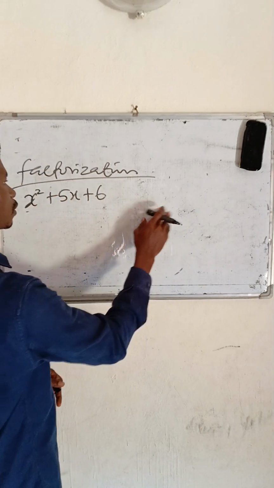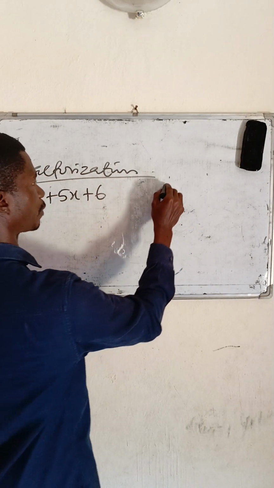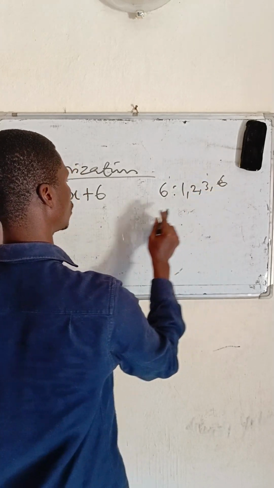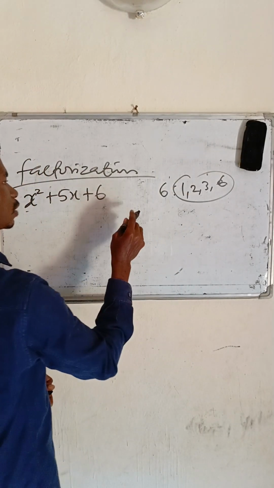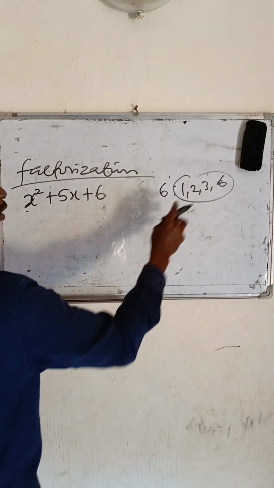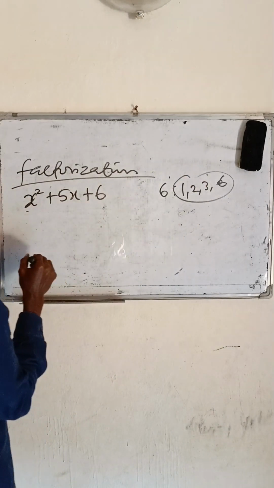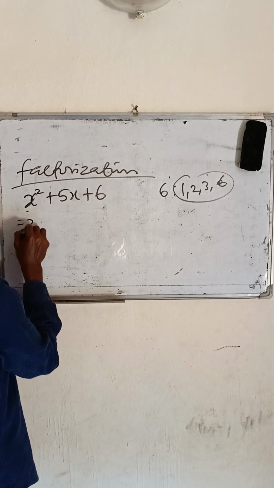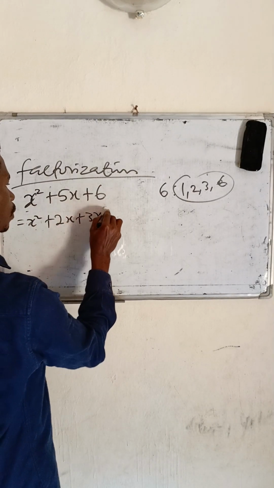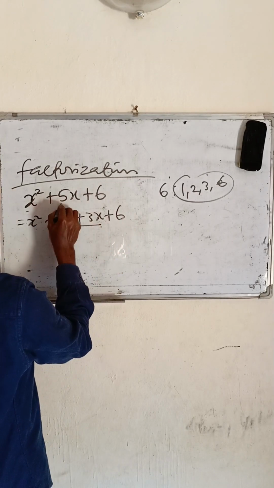So that particular number should be among the factors of this. What are the factors of 6? 1, 2, 3, and 6. So inside these factors now, there are two numbers that if you add them, give you this one, and if you multiply them, give you this. Those numbers are 2 and 3. So we have x squared plus 2x plus 3x plus 6. See, this 2 and 3 make this 5 here.